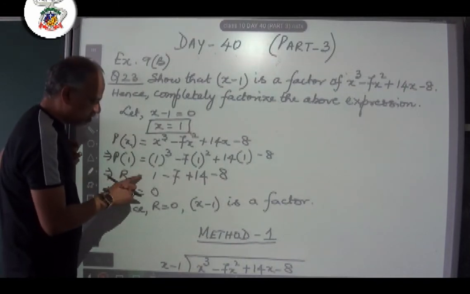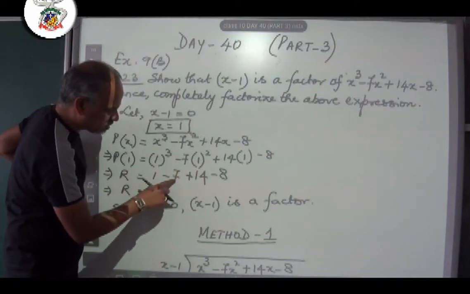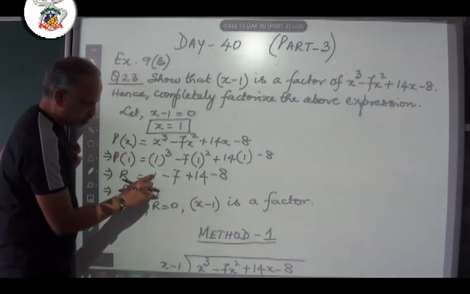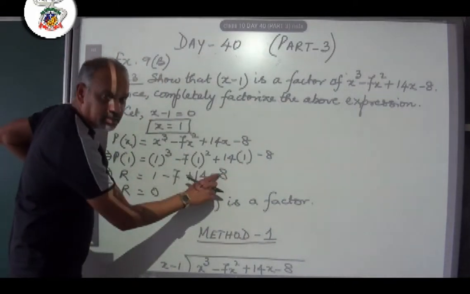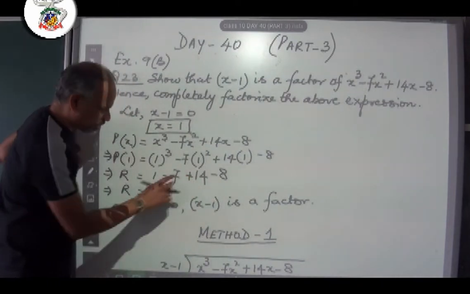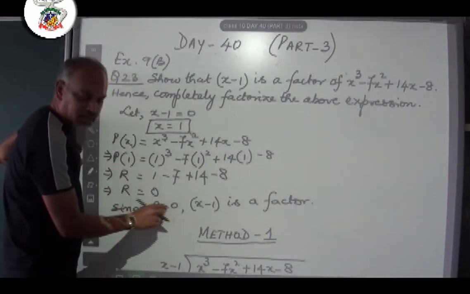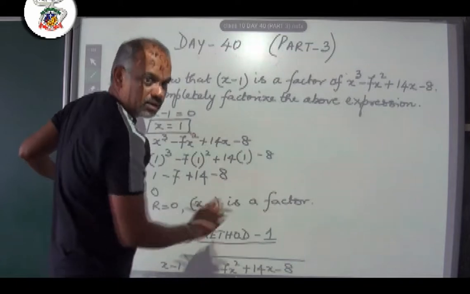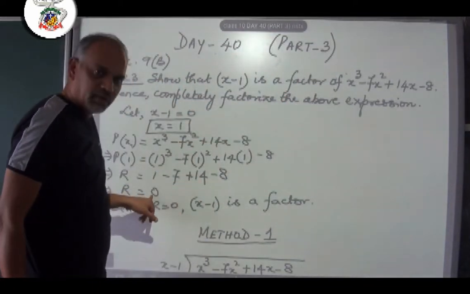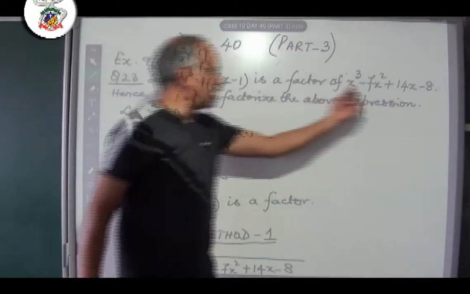R is the remainder, which is equal to 1 cubed, which is 1, 1 squared is 1, into minus 7 is minus 7, plus 14 into 1 is plus 14, minus 8. If you see this, there are 2 negative values, minus 7, minus 8 will give you minus 15, and 1 plus 14 gives you plus 15. So minus 15 plus 15 gives you a remainder which is 0. Since the remainder equals 0, x minus 1 becomes a factor. That's the first part. Show that x minus 1 is a factor. So the remainder was 0, therefore x minus 1 is a factor of this expression that is given.